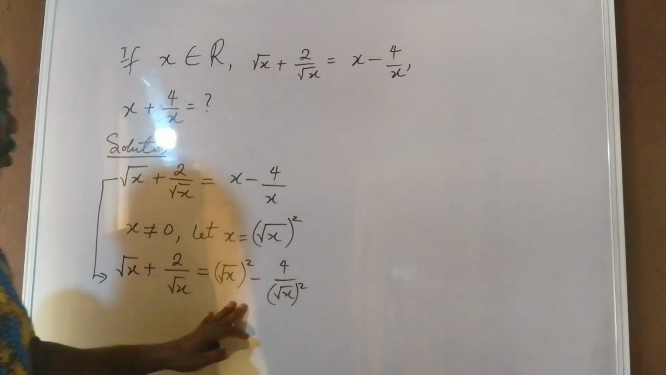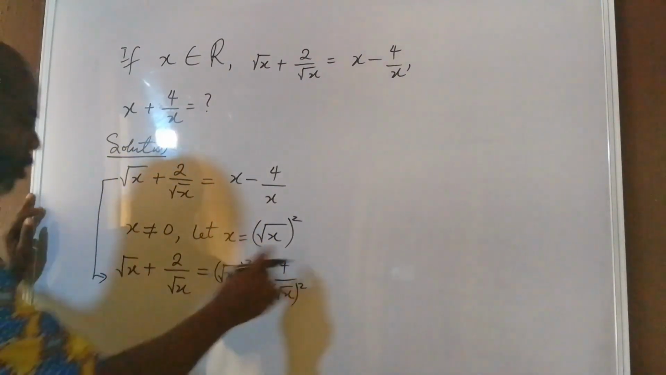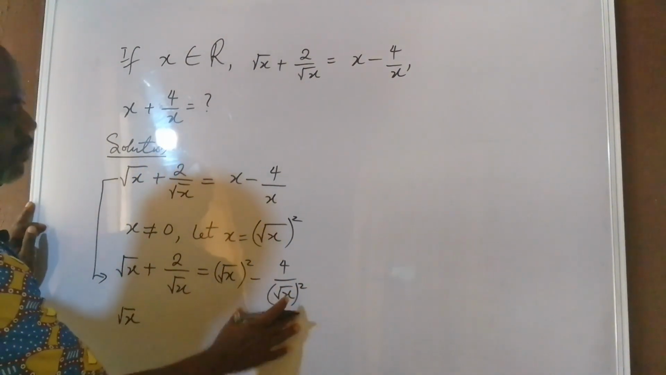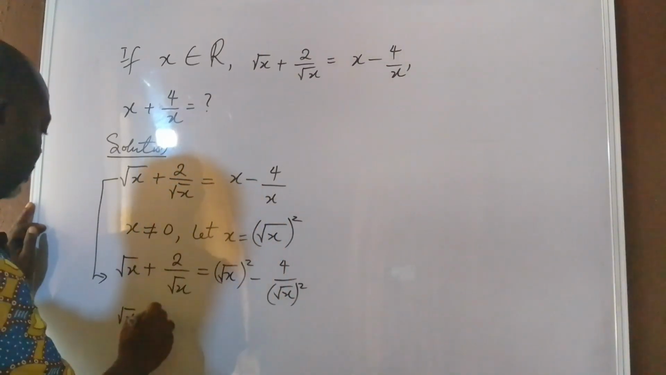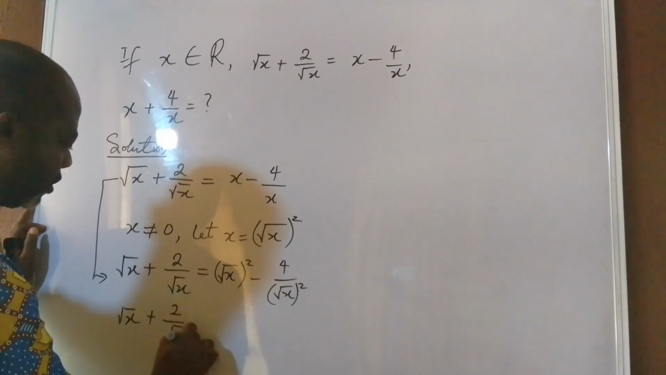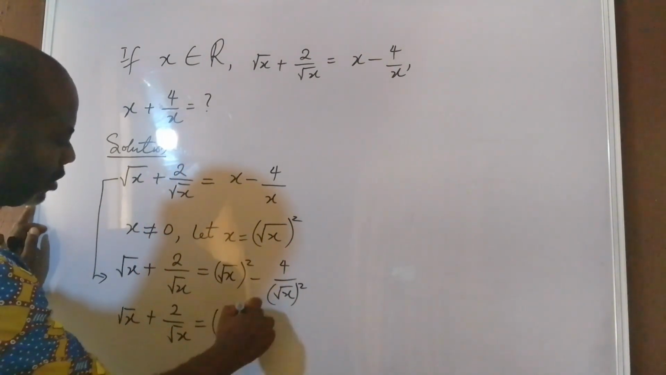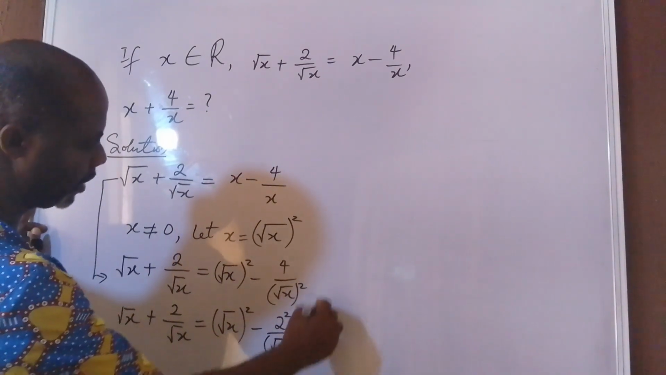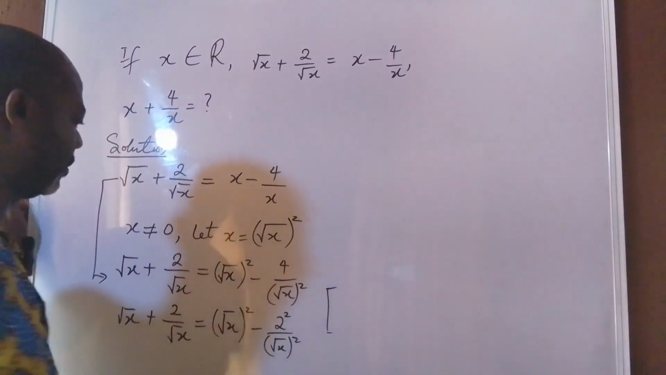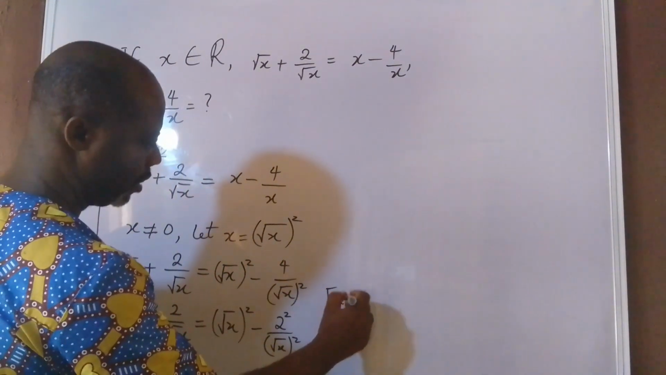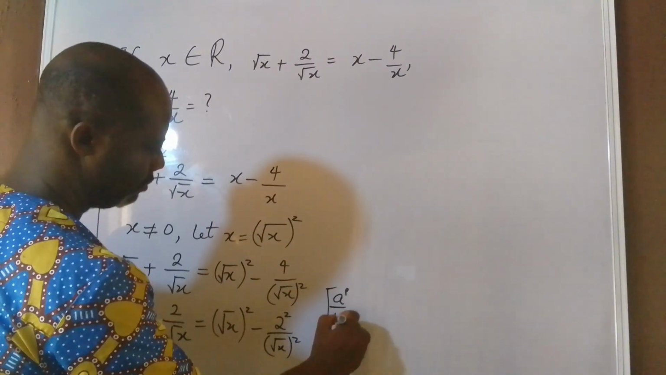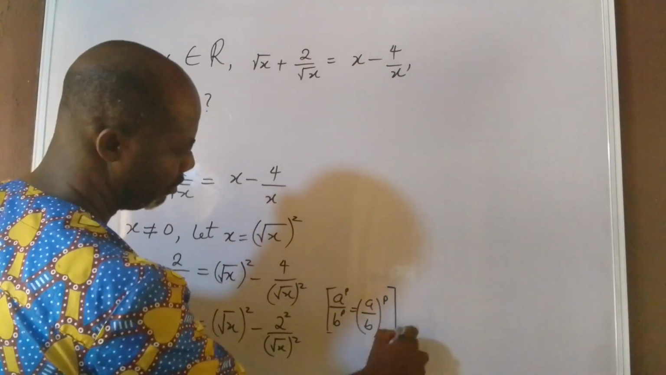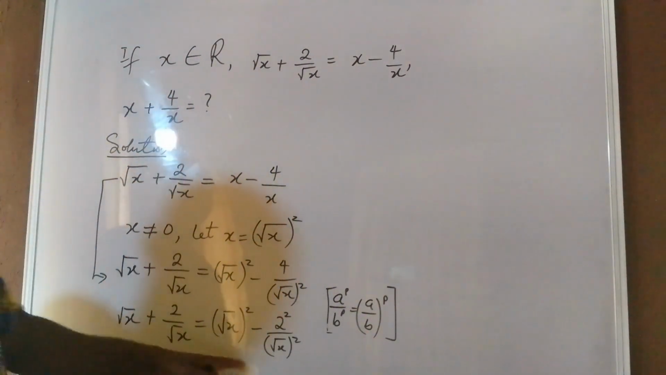From here, I'm going to further make this into a difference of 2 squares. It's already a difference of 2 squares, just that this 4 has to be rewritten. So you have 2 over square root of x equals square root of x squared minus 2 to the power of 2 all over square root of x squared. Then I will apply this index law: if we have a to the power of p over b to the power of p, then this becomes a over b all to the power of p. I'm going to apply this to the right hand side.